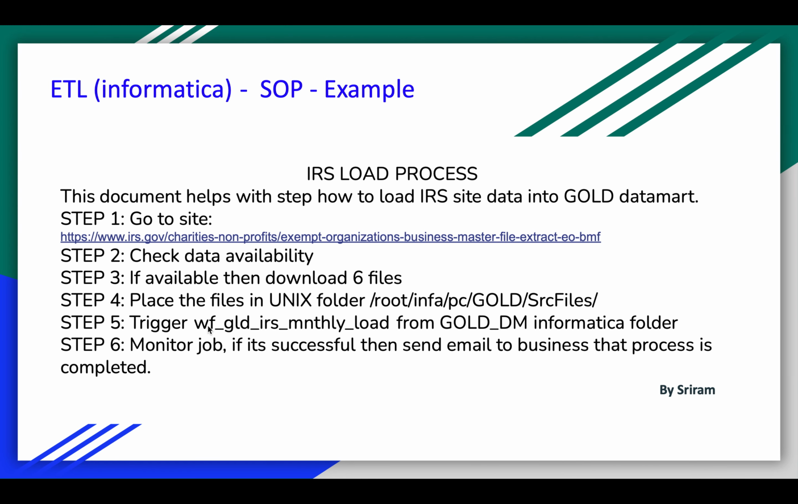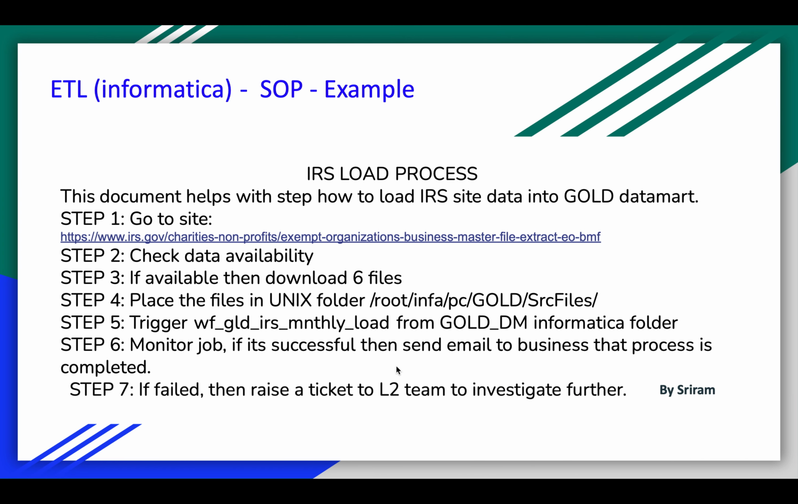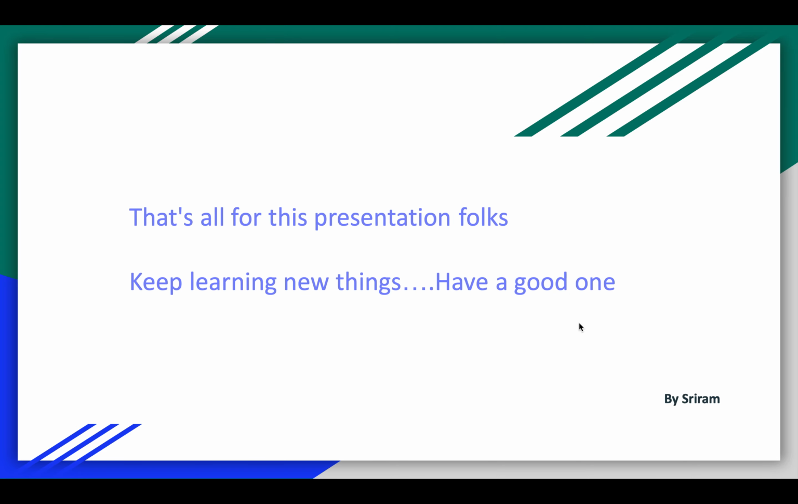After that, there is a workflow in the gold DM Informatica folder called workflow gold IRS monthly load. Just trigger the workflow and monitor the job. If the job is successful, then send an email to the business that the data load is completed; they can verify if they want to. Step 7, if it failed, then see why it failed and raise a ticket to the L2 team to investigate further. So that is the standard operating procedure example.